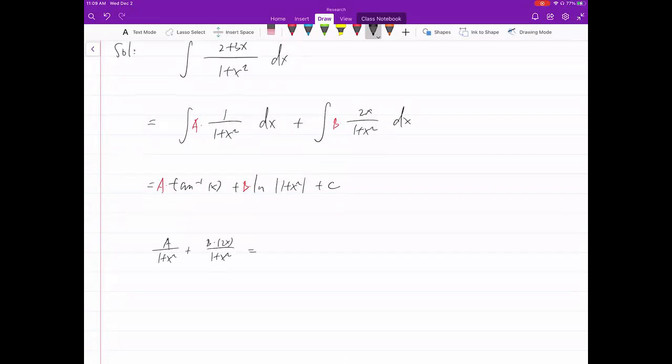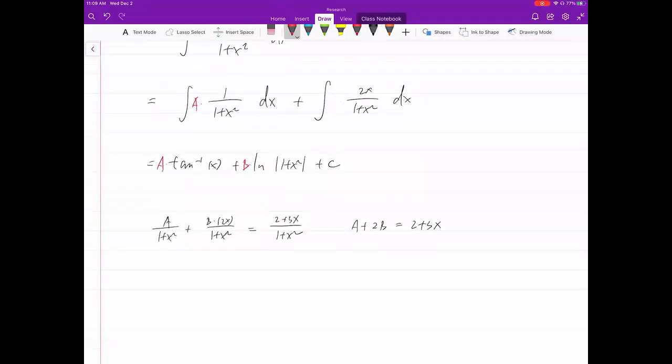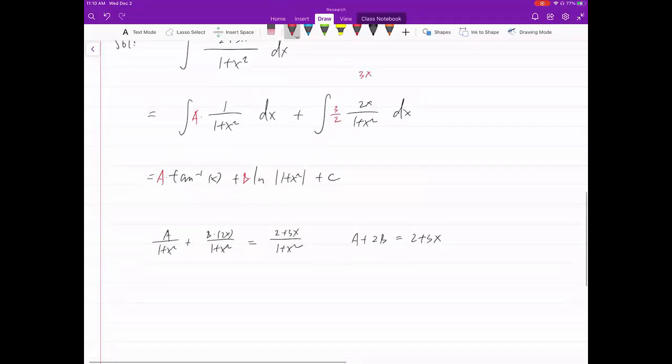You want these two together to produce 2 plus 3x. So you basically want 2a plus 2b to produce 2 plus 3x. So your b should be 3/2. Once you finish, you produce a 3x on the top. Your a should be a 2. When you finish, you have a 2 on the top. Together, you have 3x plus 2, which is the original thing. Sounds good? All right, the rest is just to try to finish.